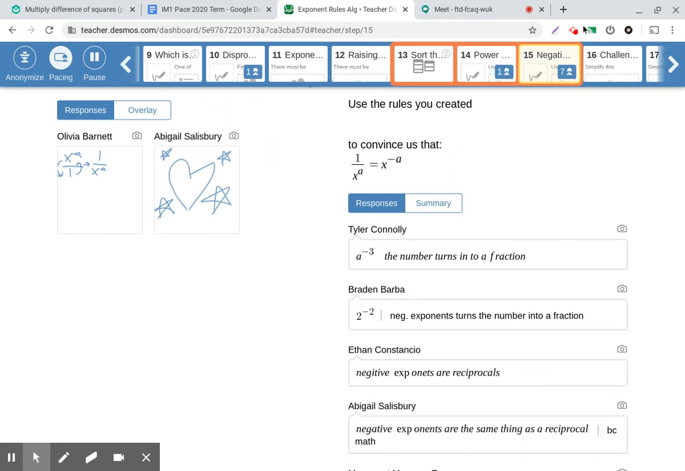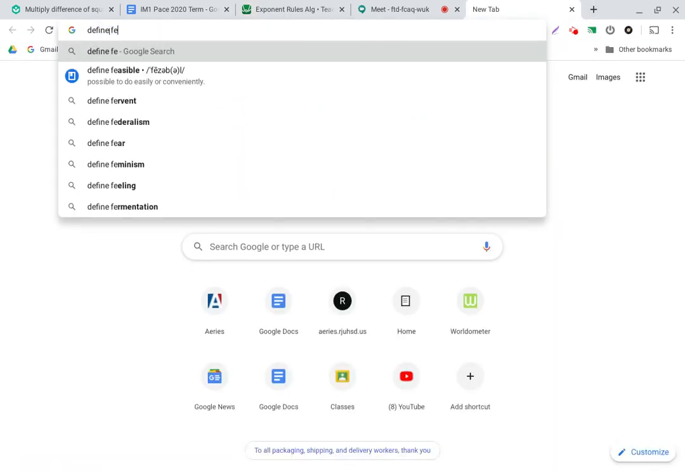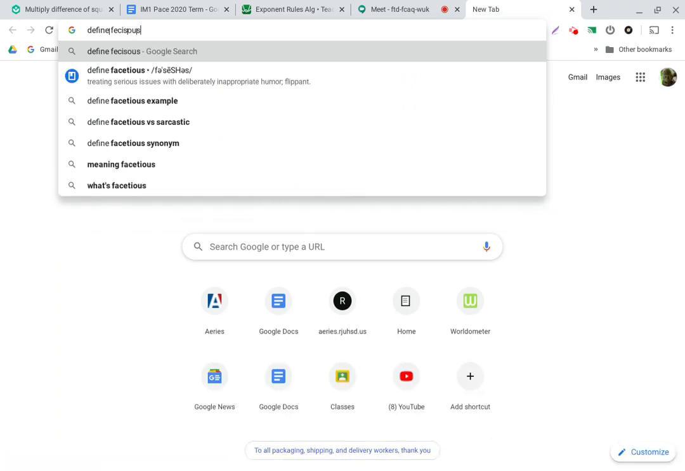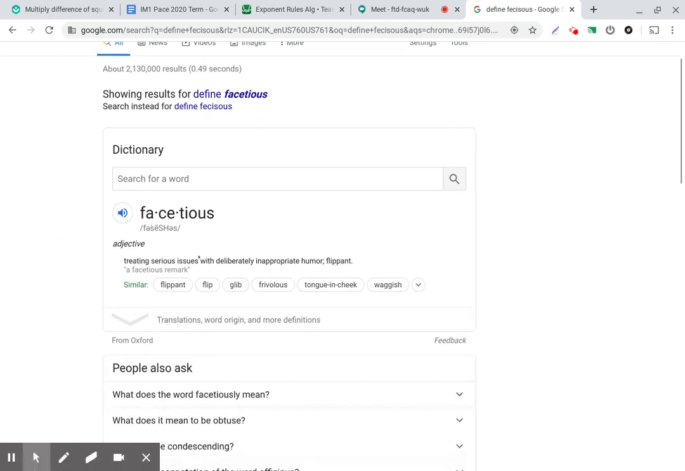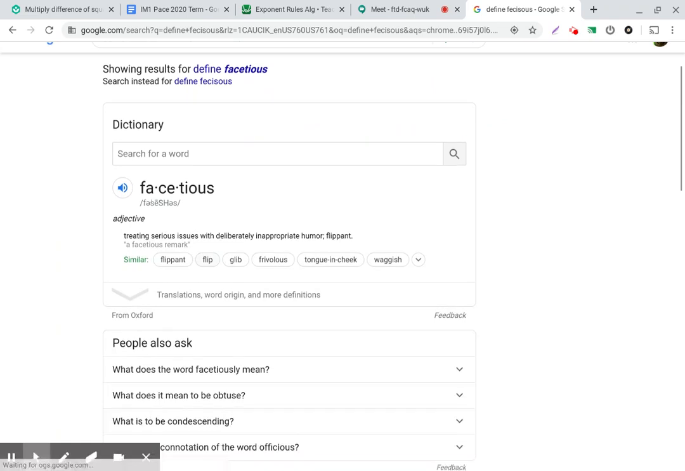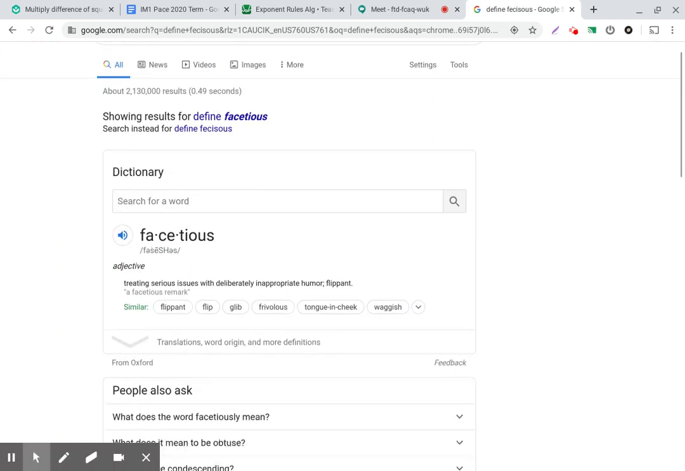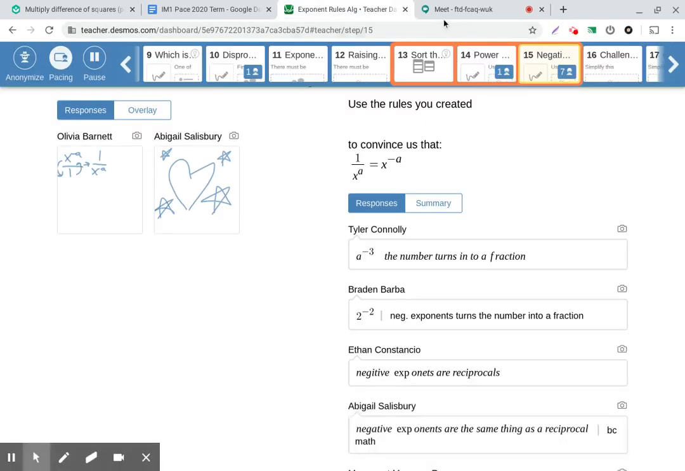So I wanted it to be facetious. You know what that means? Facetious meaning inappropriate humor. Oh, never mind. That's not what I was trying to be. I thought it meant like picky. Yeah. All right.